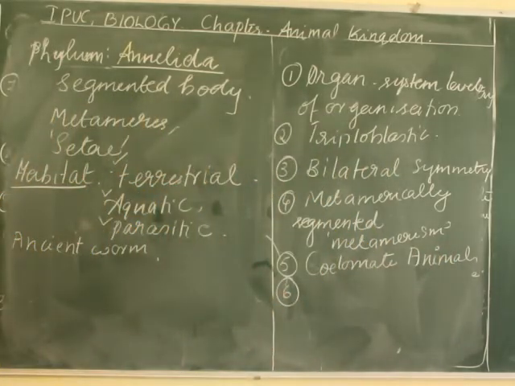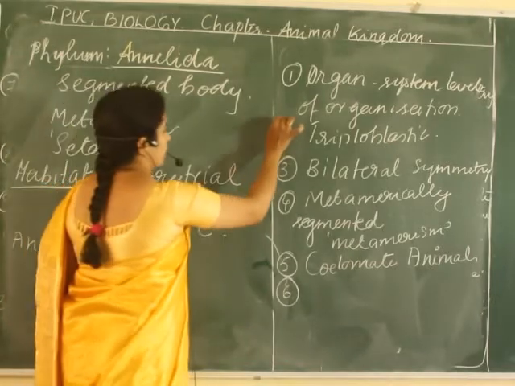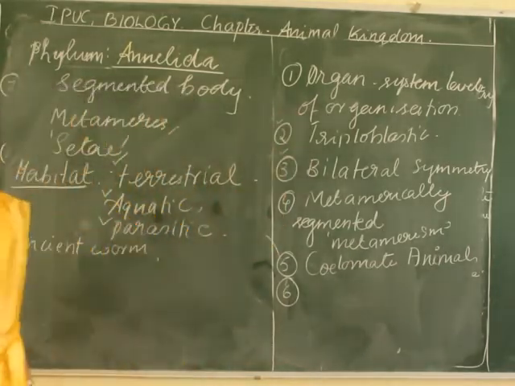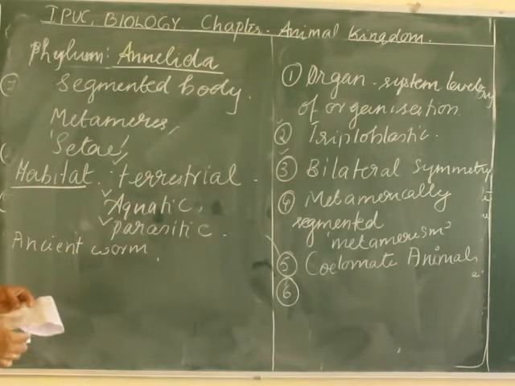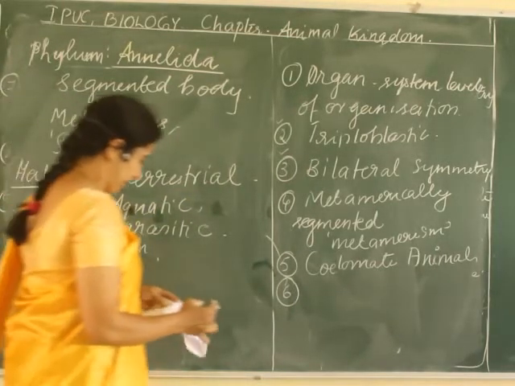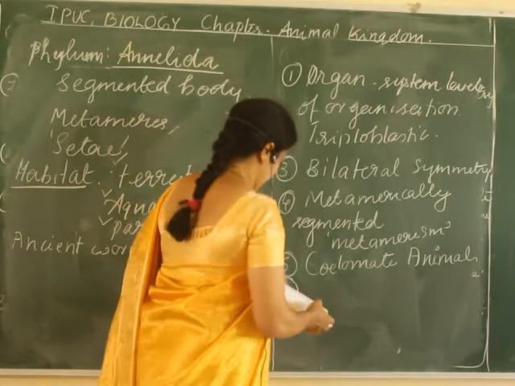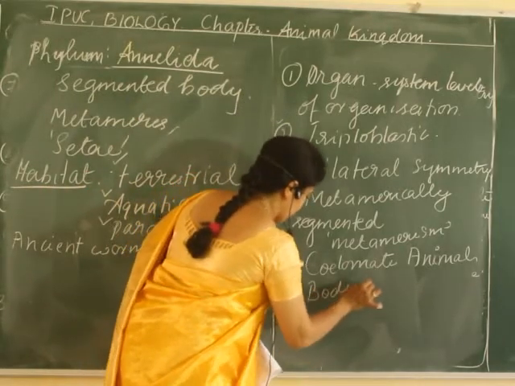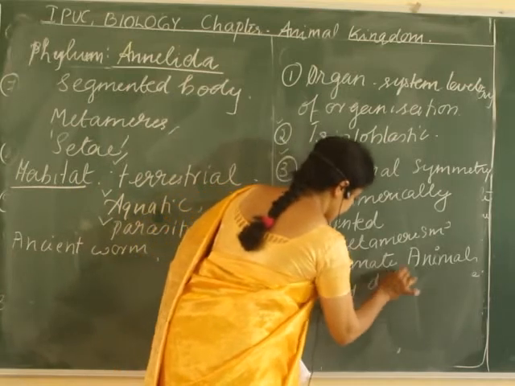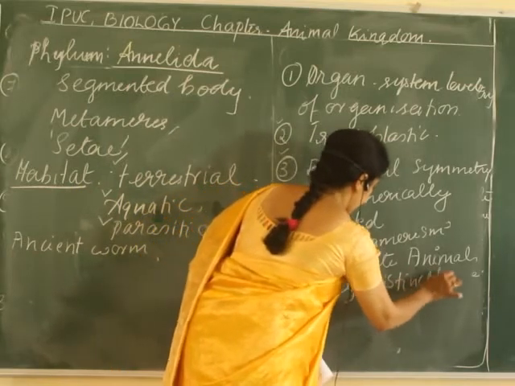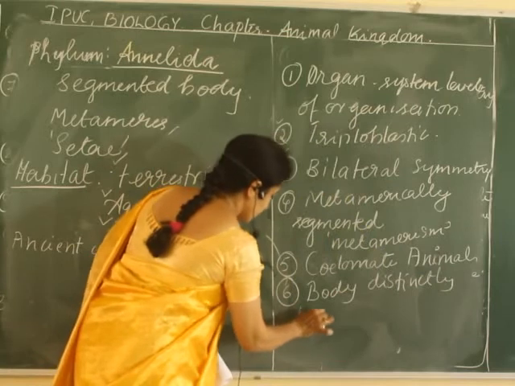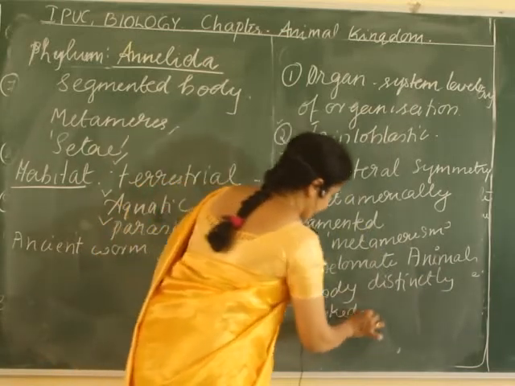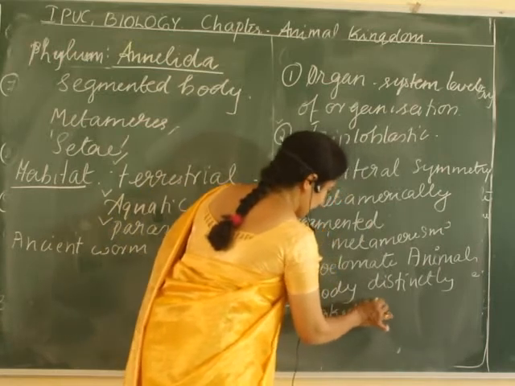So organ system level of organization, they are triploblastic in nature. They have bilateral symmetry. Then they show metamerism in their body. Then they are coelomate. Then next, the body is distinctly marked into segments. So that's why they have this regeneration capacity. Even if they lose any body parts, they can regenerate.